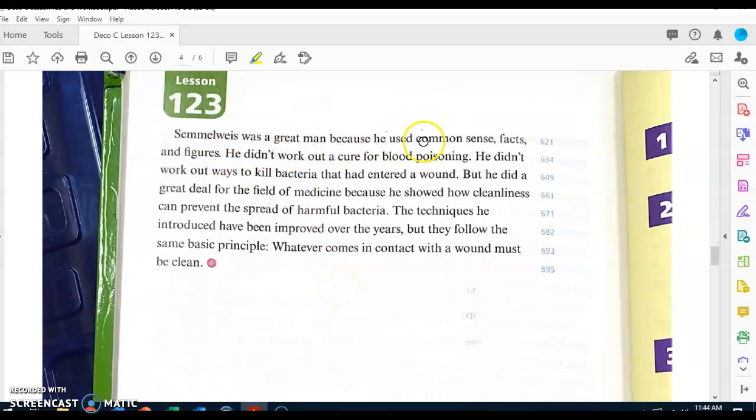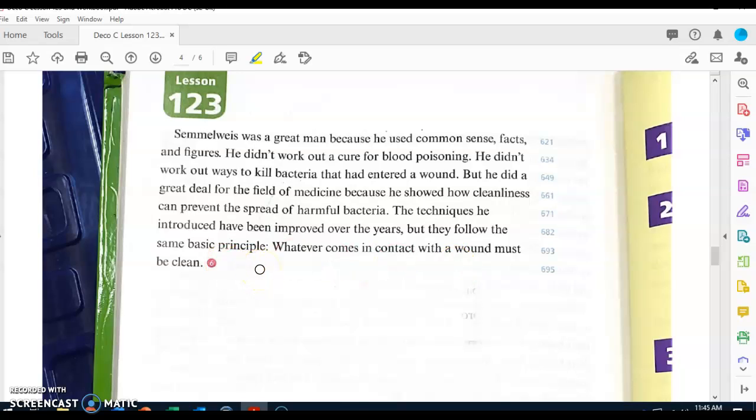Semmelweis was a great man because he used common sense, facts, and figures. He didn't work out a cure for blood poisoning. He didn't work out ways to kill bacteria that had entered the wound. But he did a great deal for the field of medicine because he showed cleanliness can prevent the spread of harmful bacteria. The techniques he introduced have been improved over the years, but they follow the same basic principle. Whatever comes in contact with a wound must be clean.